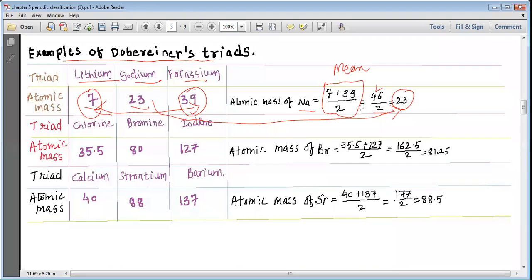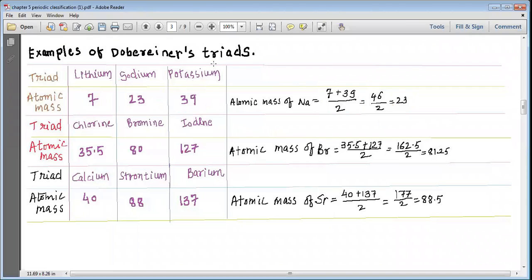Exactly this 23 is the atomic mass of sodium. And this is how, my dear students, Dobereiner started the triads. So you can see that the atomic mass of sodium is exactly the mean of the atomic masses of lithium and potassium.